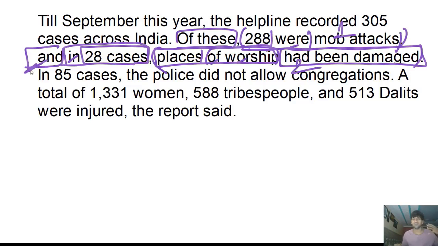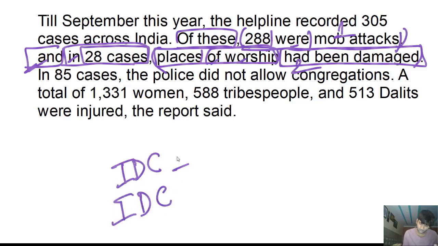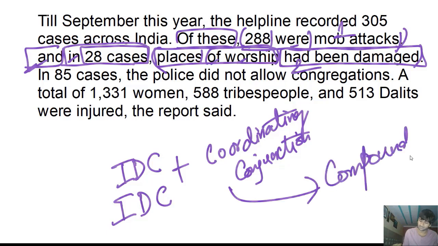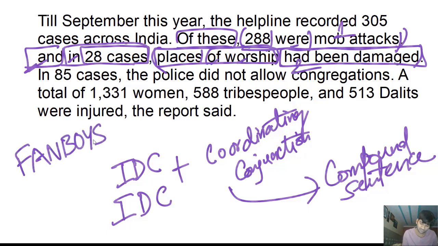This is the conjunction. And when you have two independent clauses joined by a coordinating conjunction, two or more, this forms a compound sentence. Compound sentence. Now, what is a coordinating conjunction? For, and, nor, but, or, yet, so, right? You can remember it with this acronym FANBOYS, right? For, and, nor, but, or, yet, so.